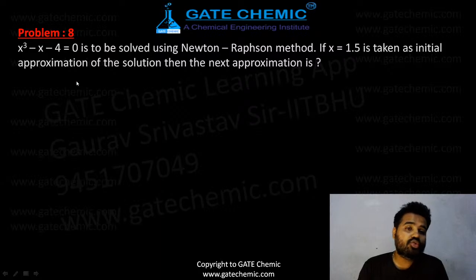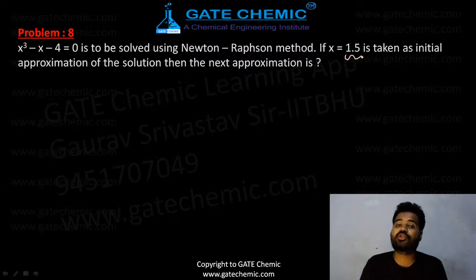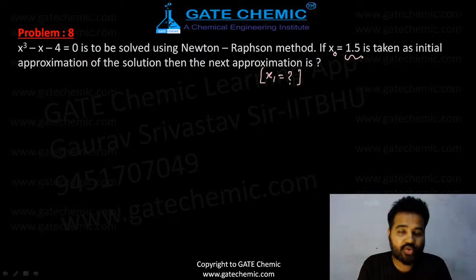So now I am going to solve a few beautiful problems relating to this topic. Okay. So here you can see problem number 1. x cube minus x minus 4 equals 0 is to be solved using Newton-Raphson method, if x equals 1.5 is taken as the initial approximation of the solution. Then the next approximation is, that means here in this problem we have to obtain just x1 by assuming this as our x0. So it's very easy now.